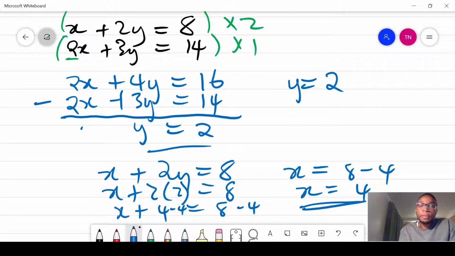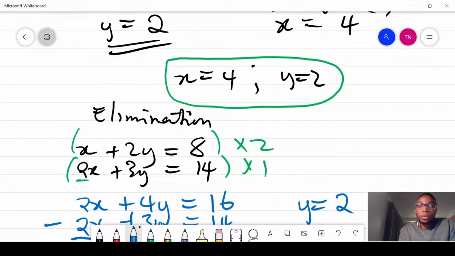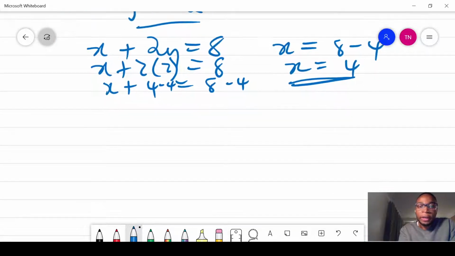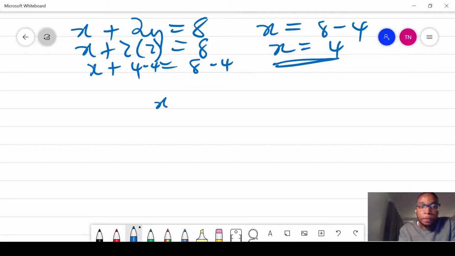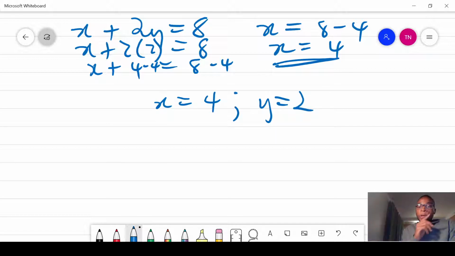On this question that we have here, you can compare with the other one. It's still the same thing that we got here. So x equals 4, y equals 2. Then we can still do the same thing now. We can still compare with the results that we got from graphing.